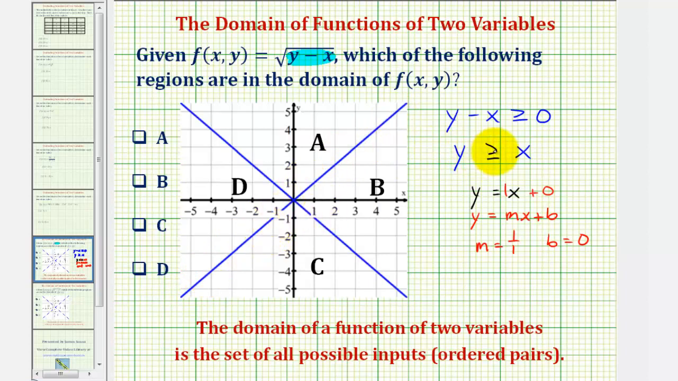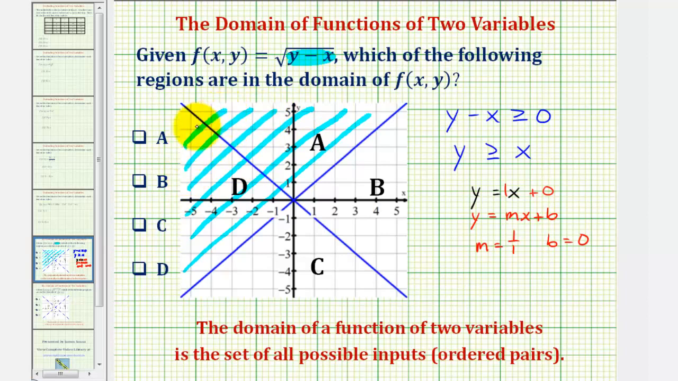Because y must be greater than or equal to x, that means we're going to shade above the line. So we would shade these two regions here. This region here, including the line, makes up the domain of f of x comma y. And therefore, our answer is A and D.